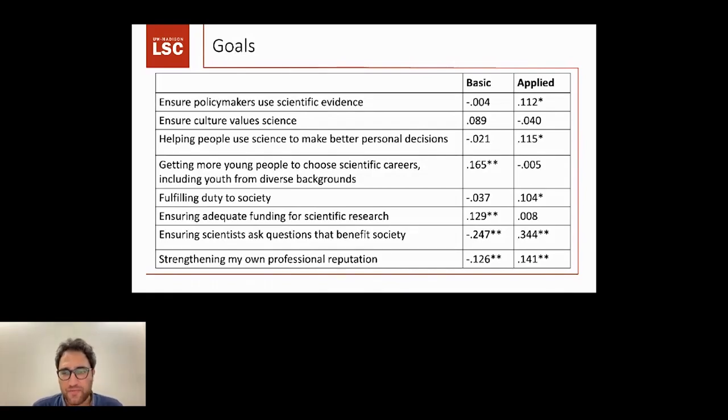You can see with some of these, the correlations aren't that large, but you can see where some significant differences emerge. For example, the second to last, ensuring scientists ask questions that benefit society, was prioritized much more among applied scientists than among basic scientists. You can get a sense looking at this of some of the other differences that emerge as well.